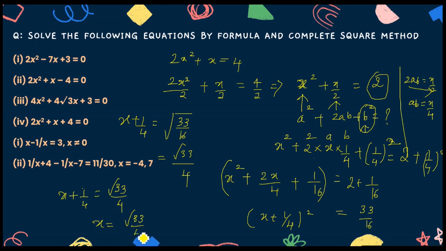What is x equal to? Root 33 by 4 minus 1 by 4. Correct? And so again, like fraction subtraction. So write the numerator root 33 minus 1 divided by what? 4. LCM as it is.